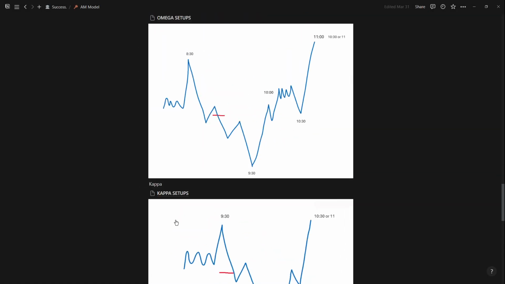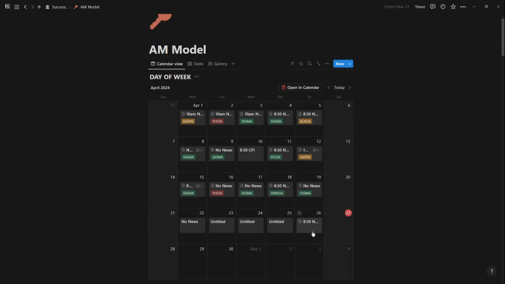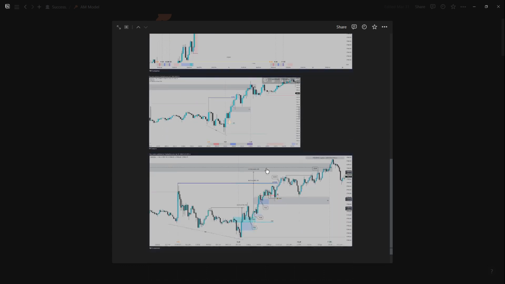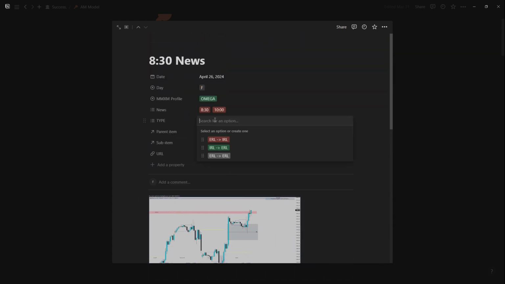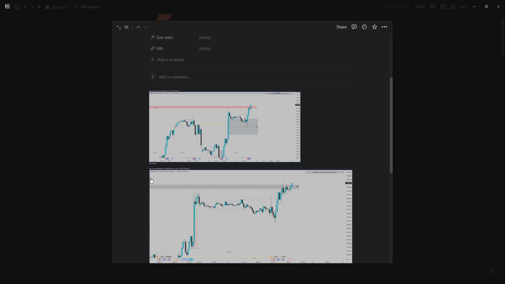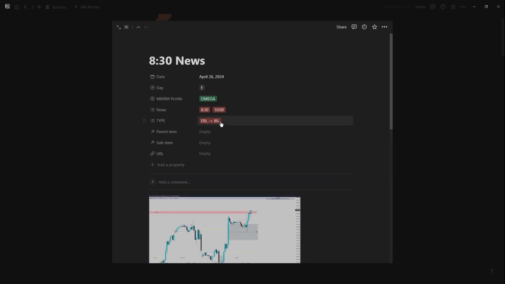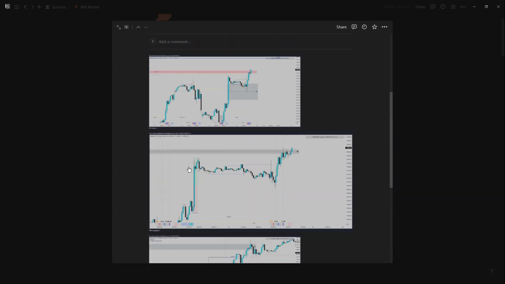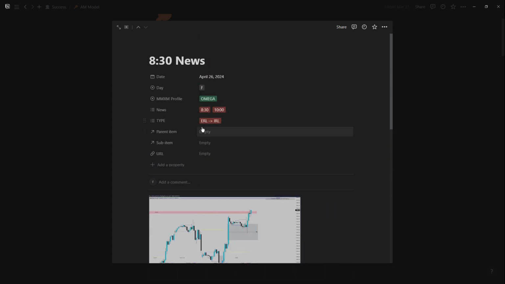These names are nothing special, just so I can categorize them. So Omega, type. Well, in this case, we kind of just went to an IRL target, so we'll say ERL to IRL. Not the cleanest one, but ERL to IRL. I'm more concerned with the targeting aspect than what we came from. But technically on YM, we did go to London session low, or sorry, Asian session low to IRL and premium.